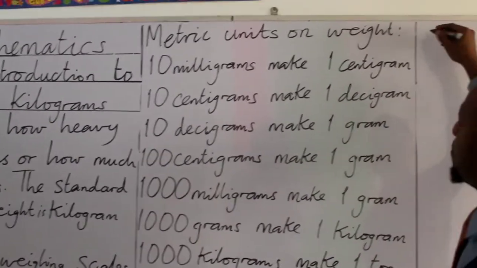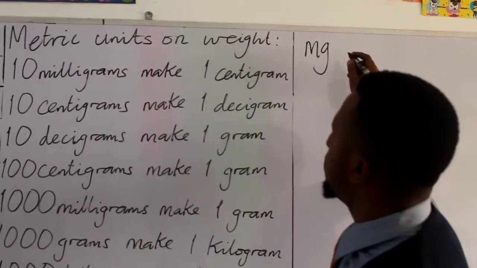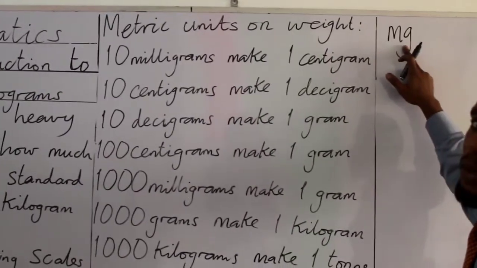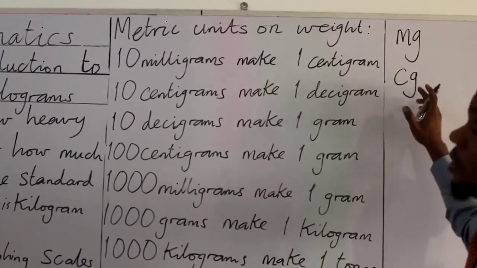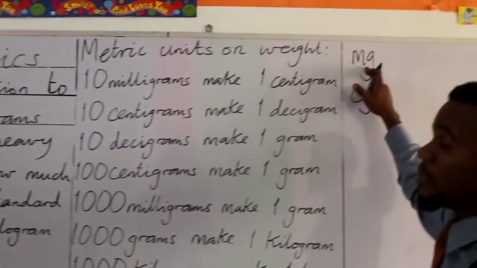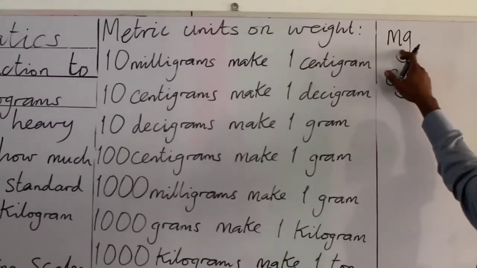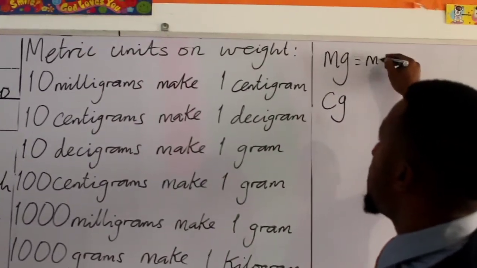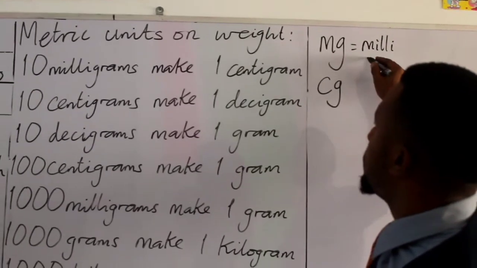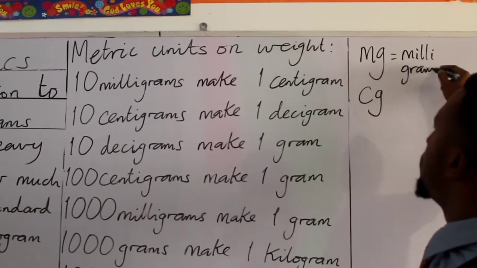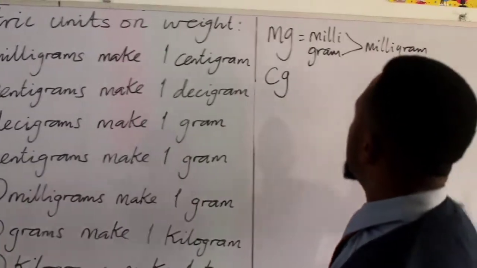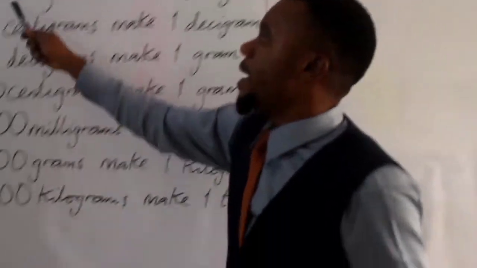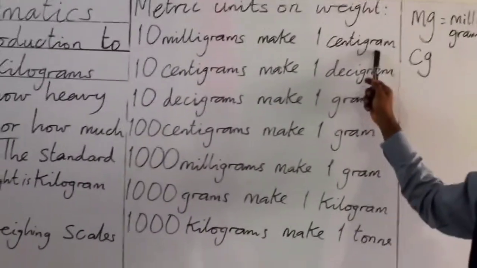Remember, milligram is written as mg. Centigram is written cg. So this means centigram, this is milligram. Sometimes you see them written in this form, please don't get confused. Milli is m, and g is grams. So together they give milligrams. Take note of that. We have 10 milligrams make 1 centigram.